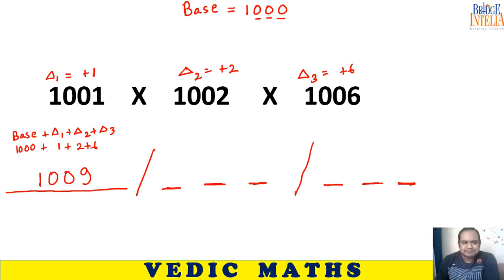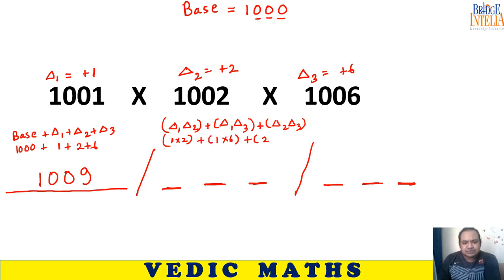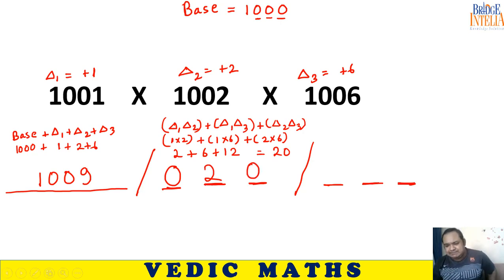Coming to mid portion, delta 1 delta 2 plus delta 1 delta 3 plus delta 2 delta 3. That is equal to 1 into 2 plus 1 into 6 plus 2 into 6. So this is equal to 2 plus 6 plus 12. So that is equal to 20. 2 plus 6, 8. 8 plus 12, 20. Now, there are three blank spaces. So you cannot write 20. You have to write 0, 2, 0. Because somehow you have to fill all these three blank spaces.